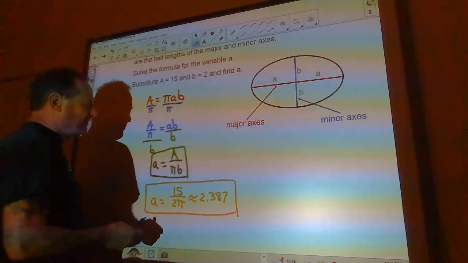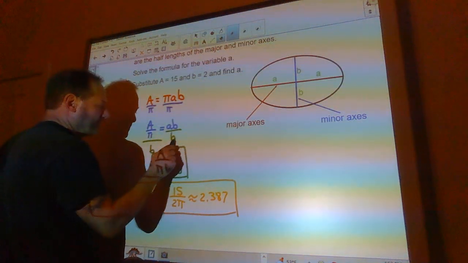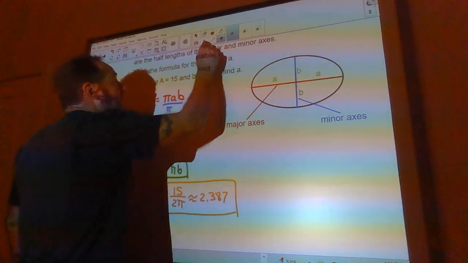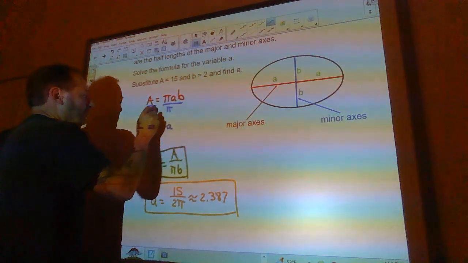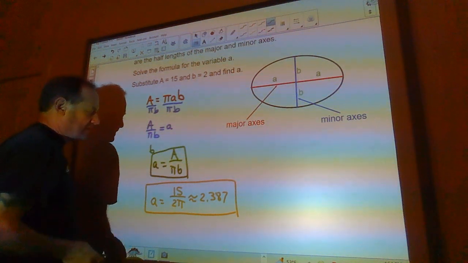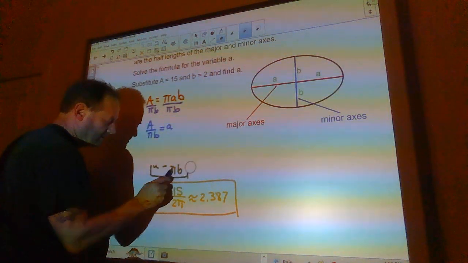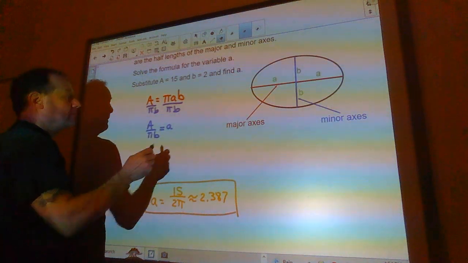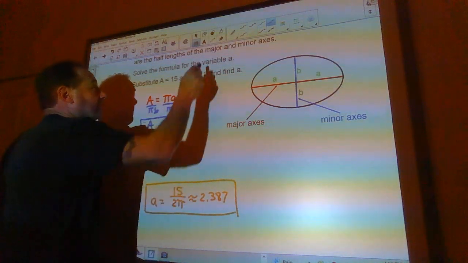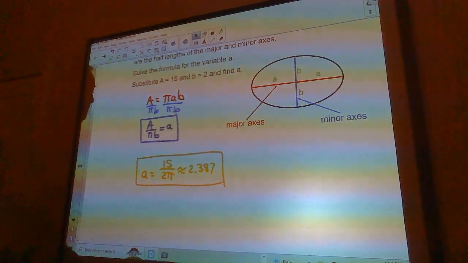Okay, so like I said, if it was me, I probably wouldn't have this green step in here. I would probably do this all in one step, because the pi cancels and the b cancels, and I get that. And I think that's just easier. Okay, and we'll put this box around our answer, and while we're at it, we'll just move that up there. Okay, so there we go.